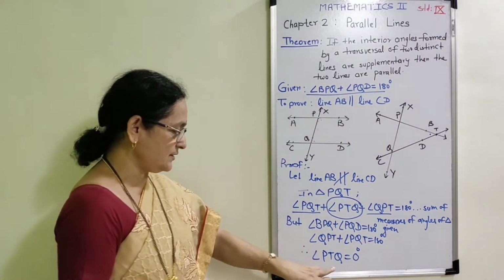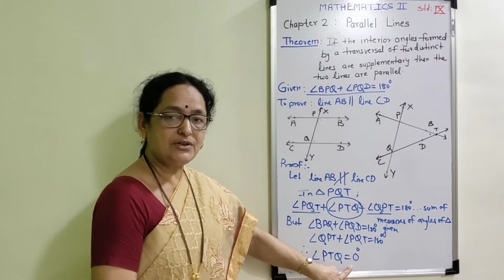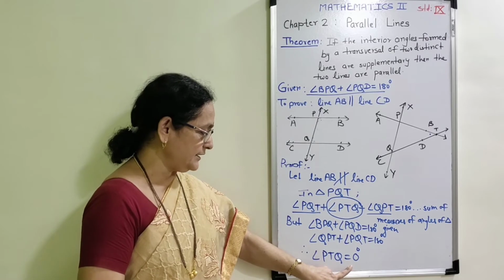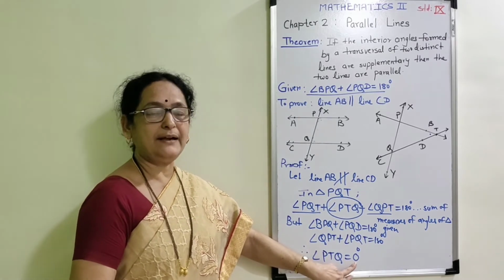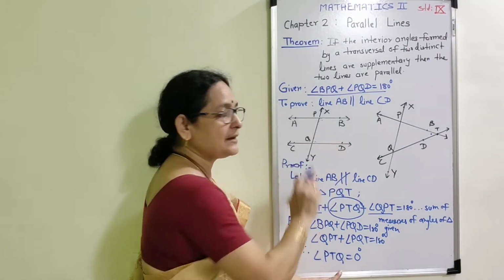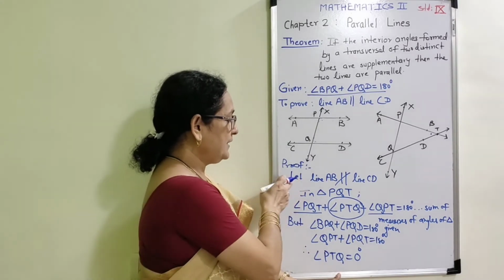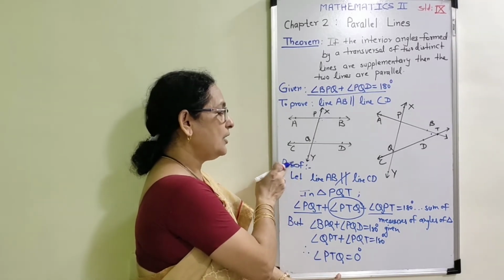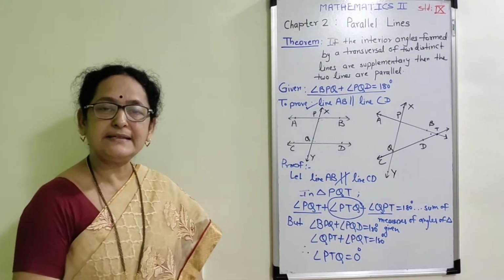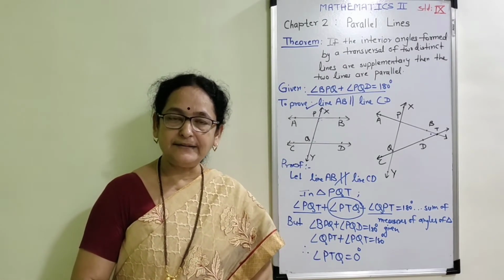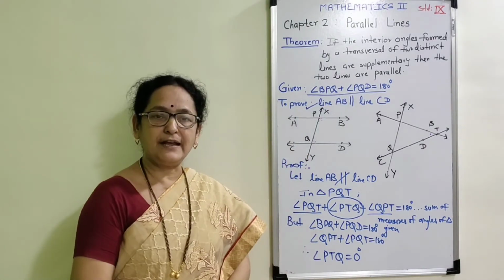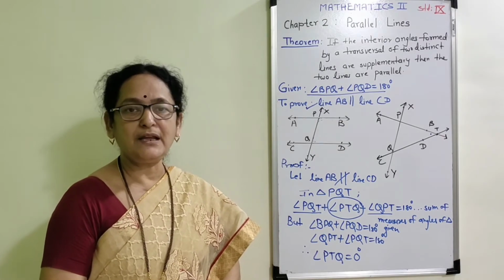And this is a contradiction, that the sum of measures of all the three angles of a triangle is equal to 180 degree, and therefore we arrived at the contradiction since our assumption is wrong, that is line AB is not parallel to line CD, and therefore line AB is parallel to line CD. Generally, these indirect proofs are not included in exam, but the proof is given in our textbook, and that's why I have explained the entire proof.